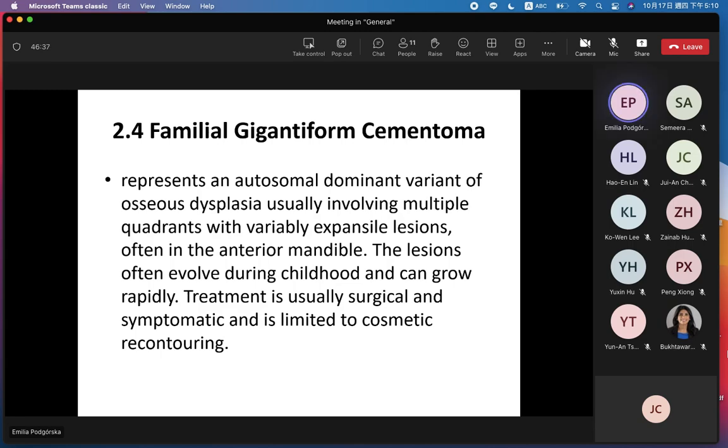Familial gigantiform cementoma represents an autosomal dominant variant of osseous dysplasia, usually involving multiple quadrants with variably expansile lesions, often in the anterior mandible. The lesions often evolve during childhood and can grow rapidly. Treatment is usually surgical and symptomatic, and it's limited to cosmetic recontouring.